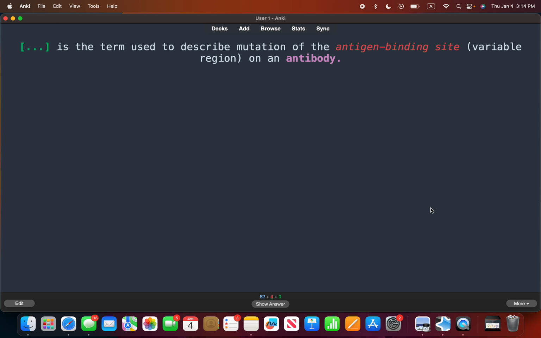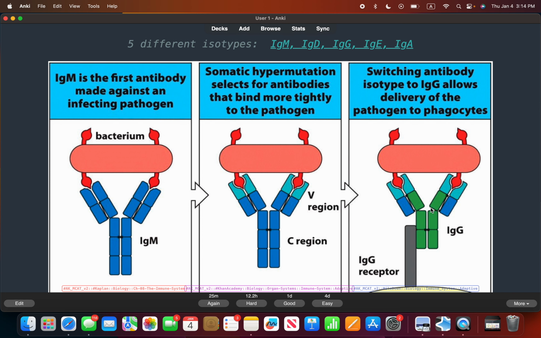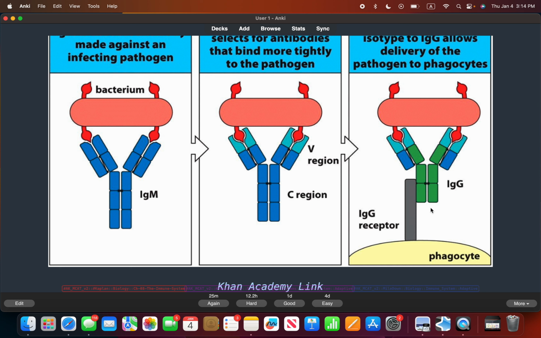What is the term used to describe mutation of the antigen binding site, the variable region on an antibody? It is called hypermutation. We know it now. And the first antibody that is made against an infecting pathogen is IgM, and then IgG is the most stable, right? It allows for delivery of pathogen to phagocytes. So they allow delivery to phagocytes.